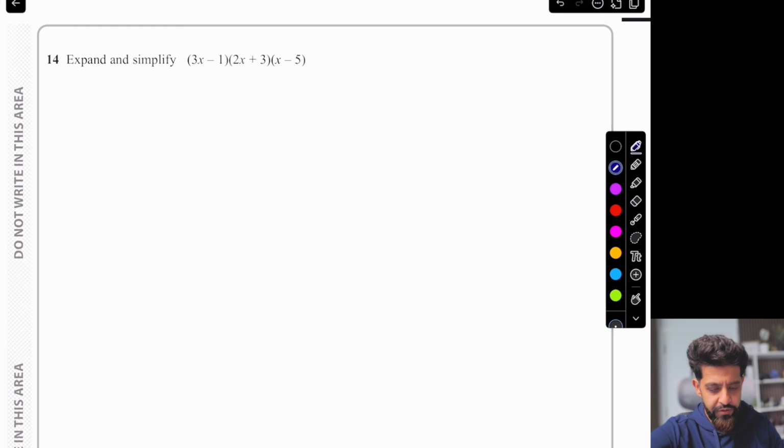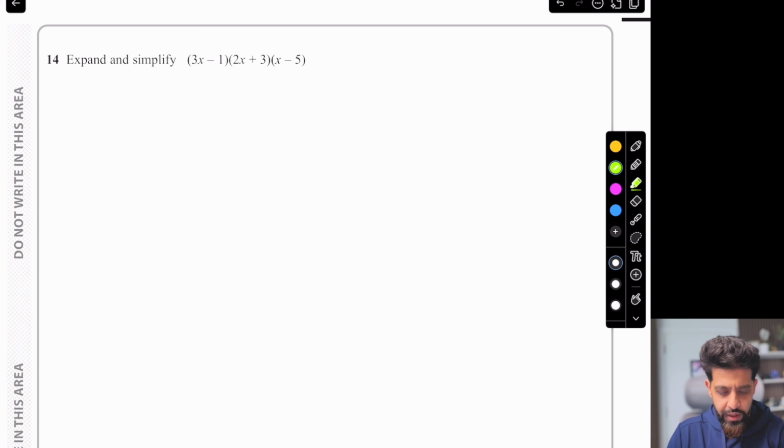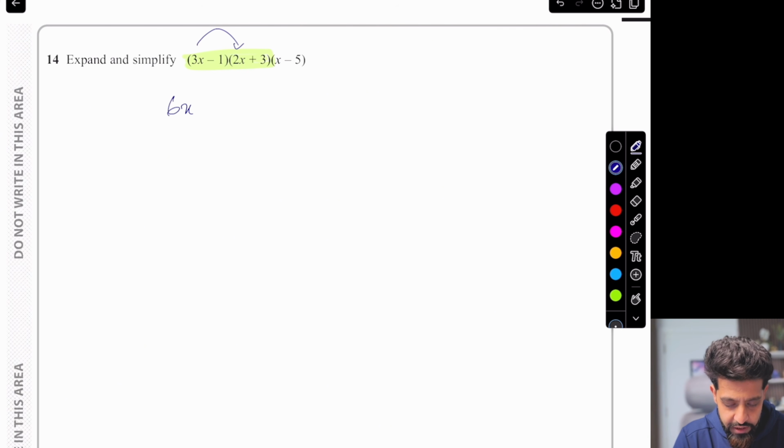Okay, so question number 14 here. We have to expand and simplify this. Triple brackets. So what I suggest we do is we do this part first, but of course you could do those two first as well and then carry this on, but we're just going to do those two first. Okay, so 3x times 2x here, that gives us 6x squared. 3x times 3 is plus 9x, and then minus 1 times 2 is minus 2x, and minus 1 times 3 is minus 3.